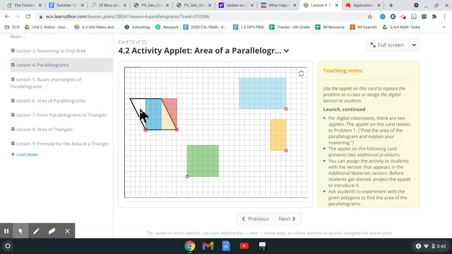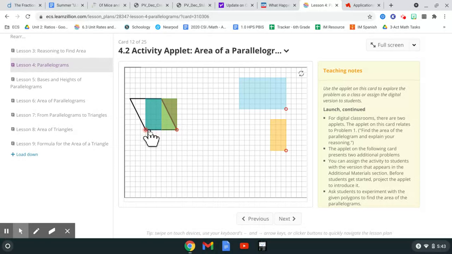Okay, once I take that red triangle out, decompose it, and move it over here, you can see that I've actually created a shape that kind of looks like a square. And I can find the area now of this parallelogram. So I can see that there's 1, 2, 3, 4, 5, 6 squares on top, and 1, 2, 3, 4, 5, 6 squares along the side.